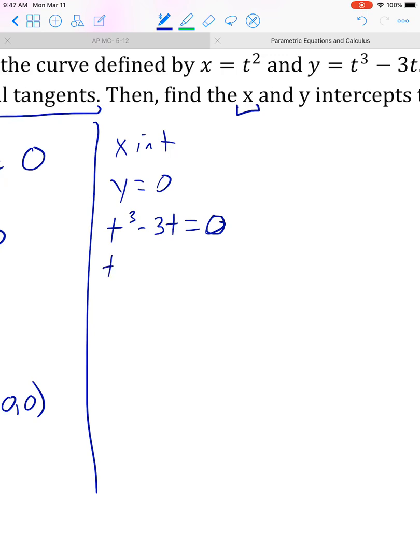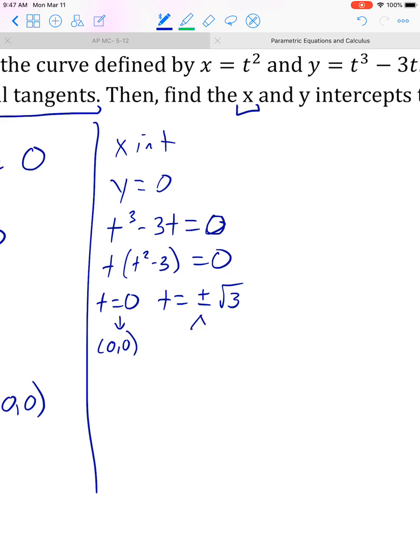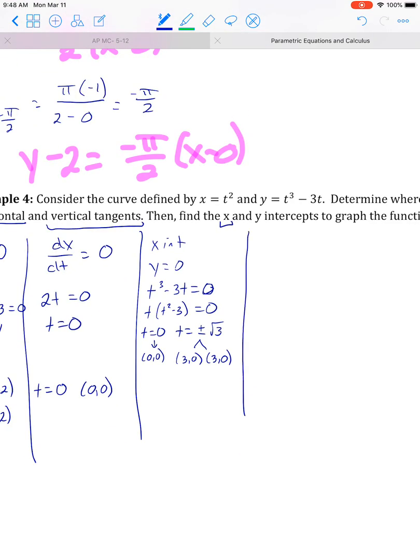You've got to be able to factor out a t and say t squared minus 3 equals 0. Boom. t equals 0, t equals plus or minus the square root of 3. So that gives me 3 values. We already know the ordered pair for 0. Plus or minus the square root of 3 is going to give me (3, 0) and (3, 0) again. So those are my x-intercepts.